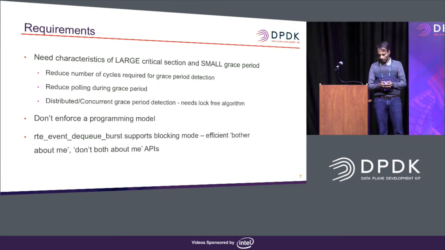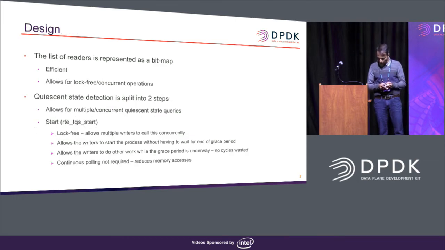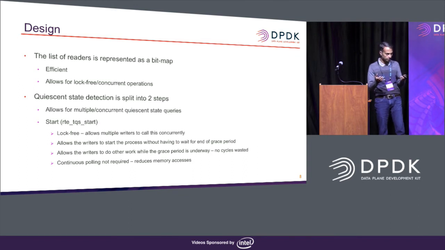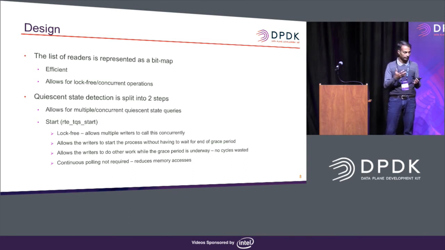So let's see what I have in the design that satisfies this. First of all, in the patch that I have put out, the list of readers is represented as a bitmap. What this allows is it's very efficient, and it allows for lock-free and concurrent operations. This is important because if you want to do these things in the data plane, you don't want to be blocking your worker threads.